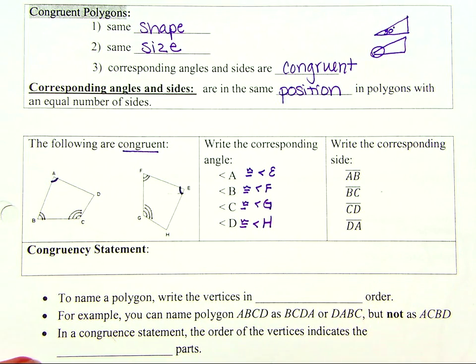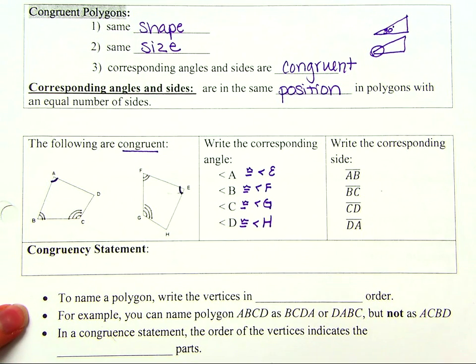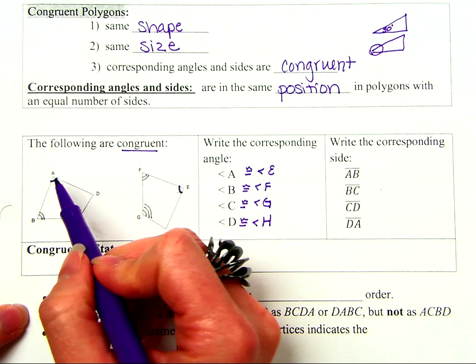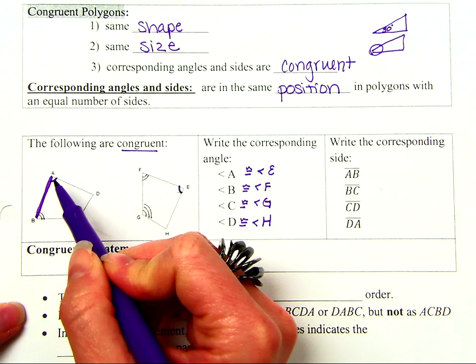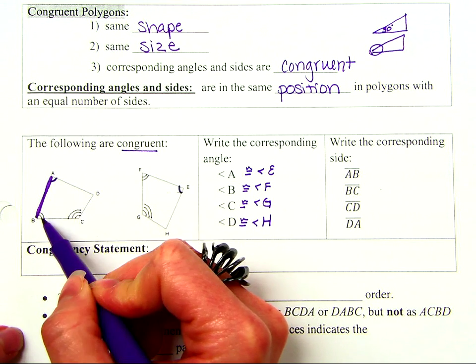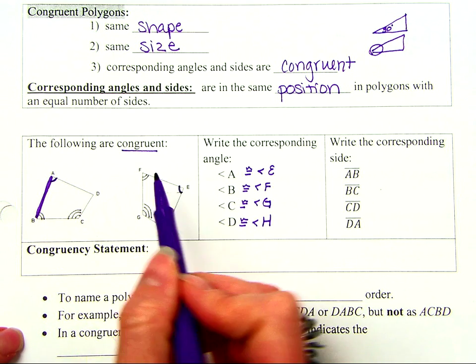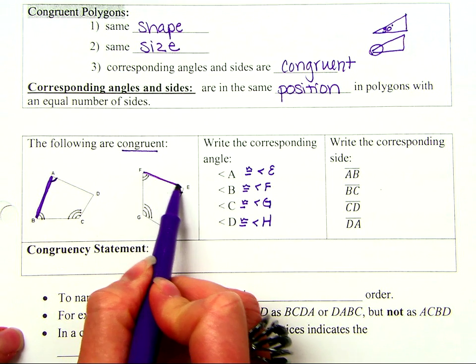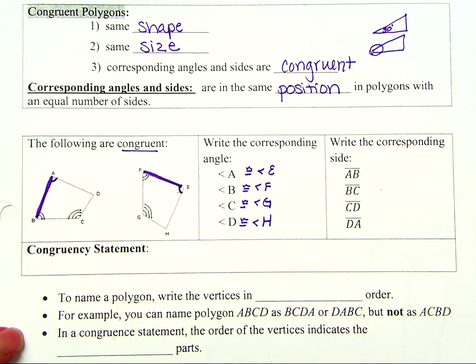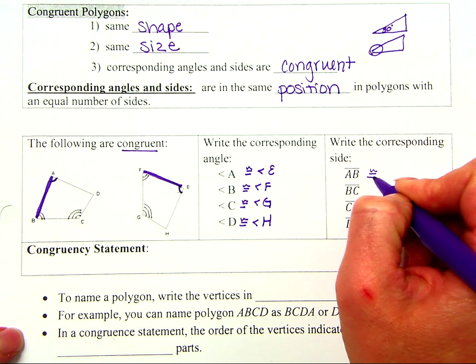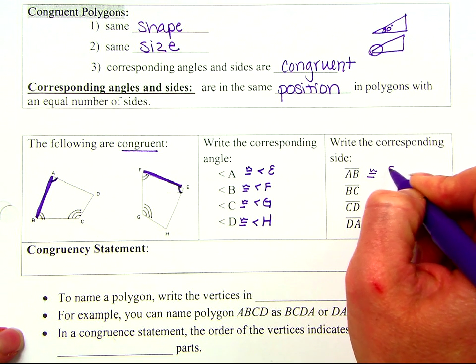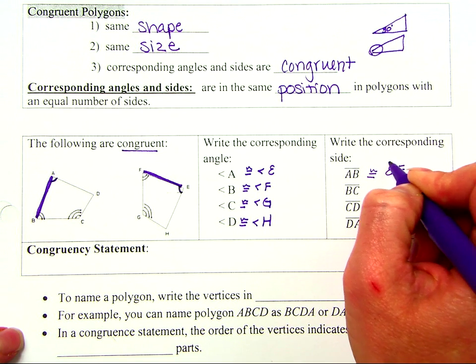Likewise, we could talk about the corresponding sides. When I want to know the side that corresponds with side AB, I look over here, and side AB is between the angles that have one arc and two arcs. So when I come over to this one, I'm going to find that same side. My figure has simply been rotated. AB is going to be congruent to side EF because they correspond.